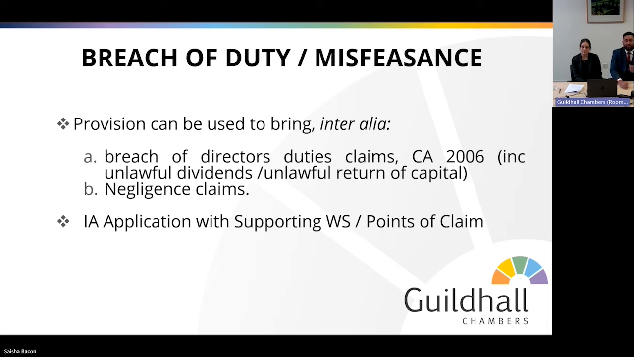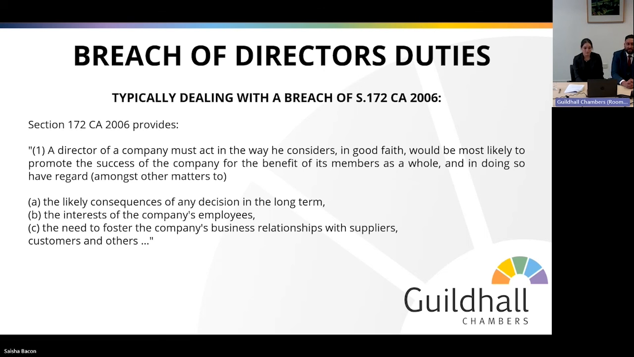So this provision can be used to bring breach of directors' duties claims, unlawful returns of capital, unlawful dividends, negligence claims. And practically speaking, it's normally an Insolvency Act application with either a supporting witness statement or points of claim. So I'm just going to leave section 172 up, and this is typically the director's duty that is called upon.